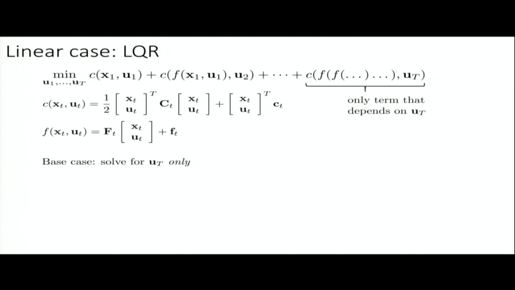Yes? Do you mind going over the notation again? What's x and u and f and c? X is the state, u is the action, f is the dynamics, and c is the cost.